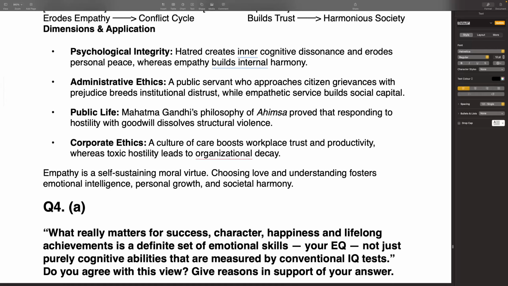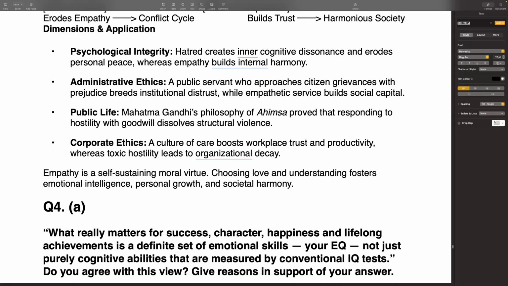Psychological integrity. Hatred creates inner cognitive dissonance and erodes personal peace, whereas empathy builds internal harmony. Administrative ethics. A public servant who approaches citizen grievances with prejudice breeds institutional distrust, while empathetic service builds social capital. Public life. Mahatma Gandhi's philosophy of ahimsa proved that responding to hostility with goodwill dissolves structural violence.